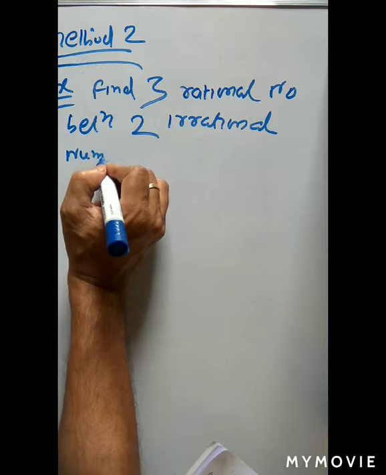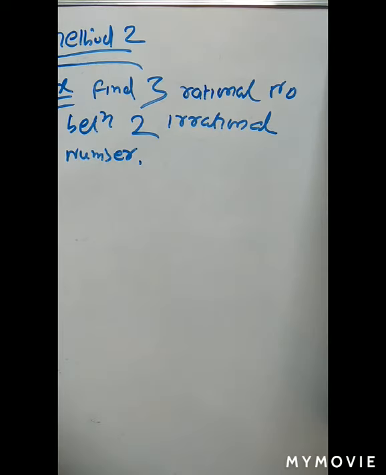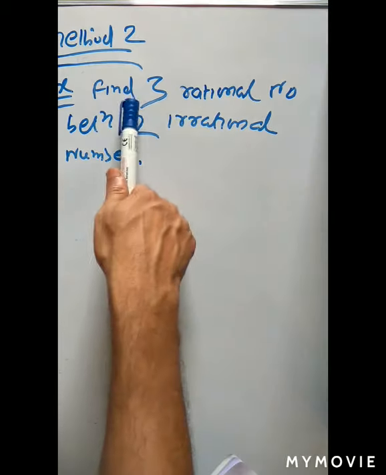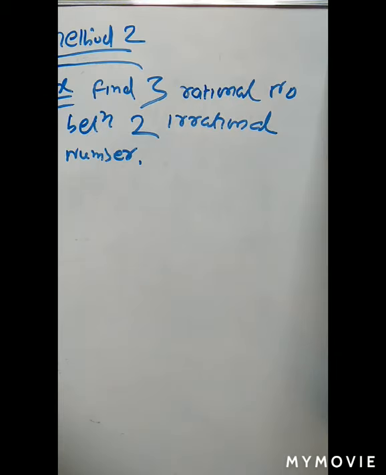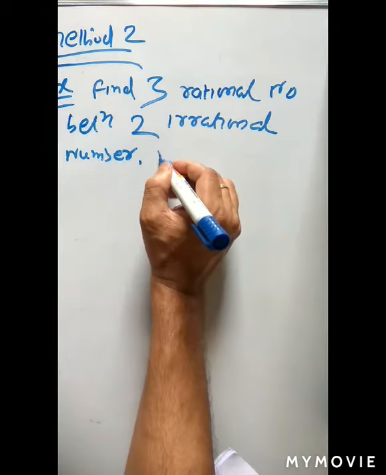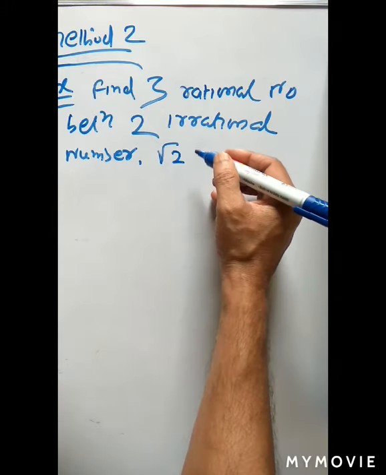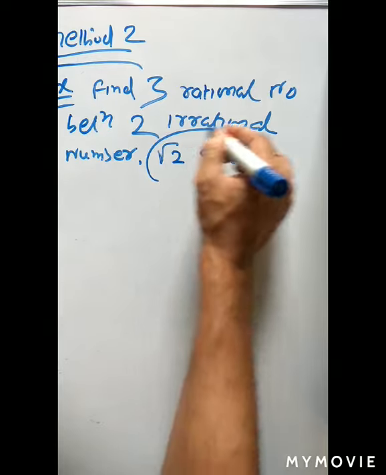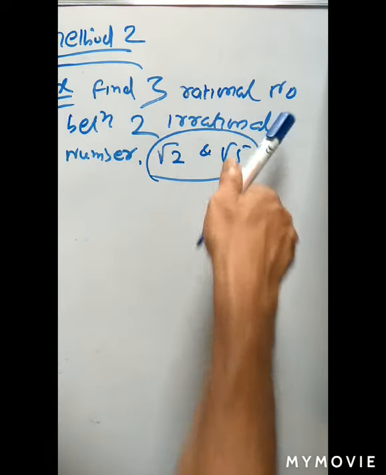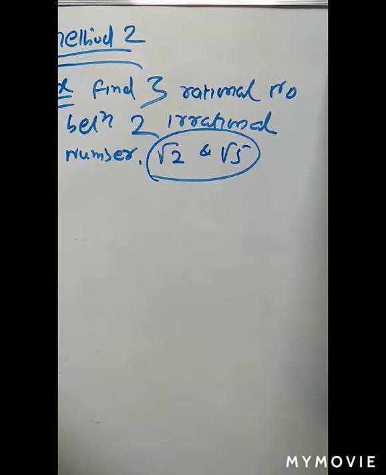In the previous case, we had calculated irrational numbers in between two rational numbers. But here it is the reverse. Here we have to find rational numbers in between two irrational numbers. So let us say, for example, in between root 2 and root 5, you have to calculate 3 rational numbers. Okay, how will you calculate?